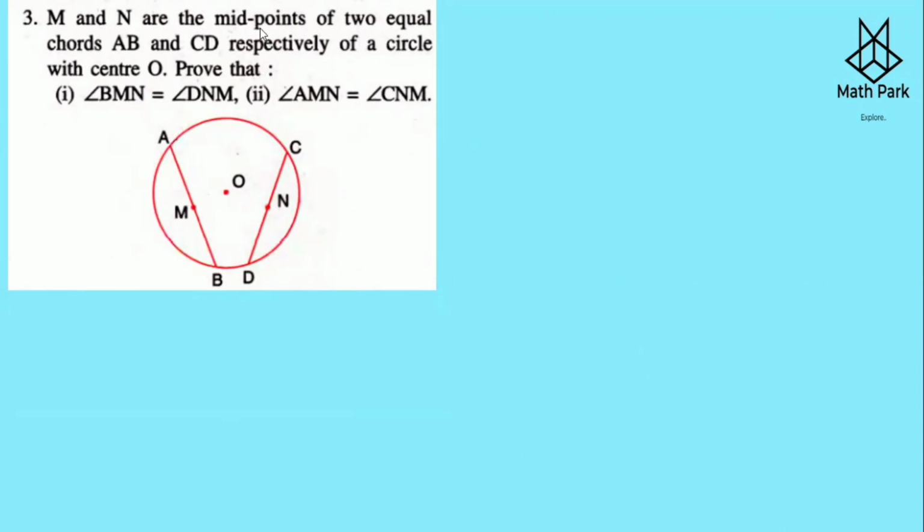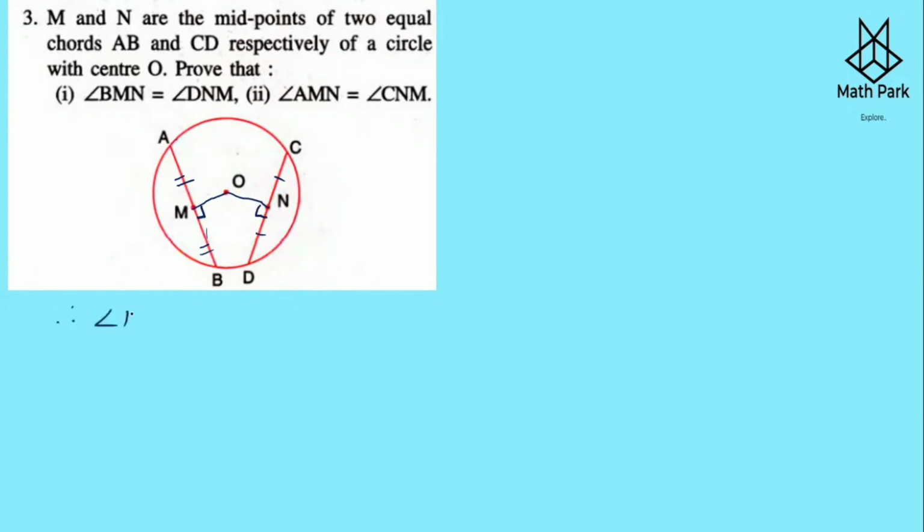M and N are the midpoints of two equal chords AB and CD respectively of a circle with center O. Prove that angle BMN is equal to angle DNM and angle AMN is equal to angle CNM. Let us join OM and let us join ON. Now we are given that M is the midpoint and N is the midpoint. So a line drawn from the center to bisect the chord is perpendicular to the chord.